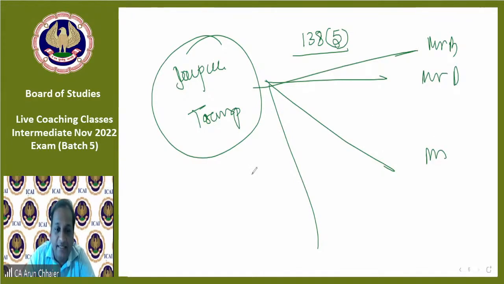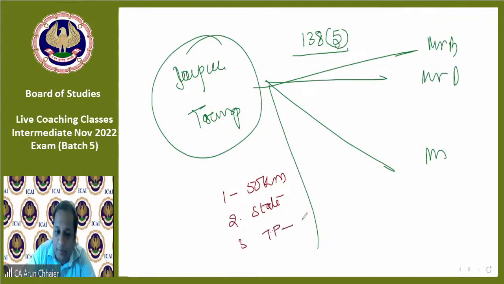This proviso says if the distance is up to 50 kilometer and the state is the same, and from the transporter's place to the actual consignee, then in that case, again, there is no requirement to update the part B. I am not using the word add, I am using the word update. So these are the two relaxations.